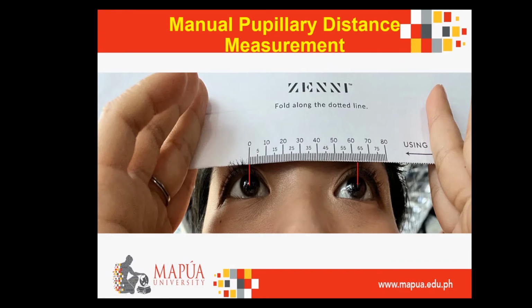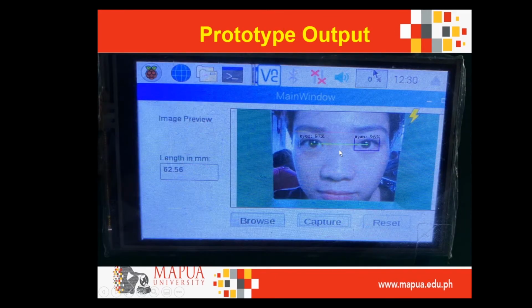When gathering data, first we collect the manually measured pupillary distance using a pupillary distance ruler. In this particular case, we could see that the subject exhibits 63 millimeters in terms of pupillary distance from left to right. In the prototype, we could see her pupils and the pupillary distance has been detected to be 62.56 millimeters. So the difference is very small.